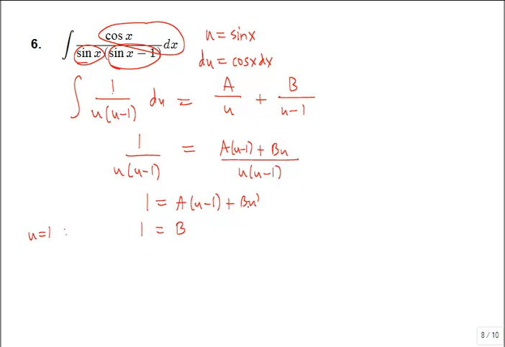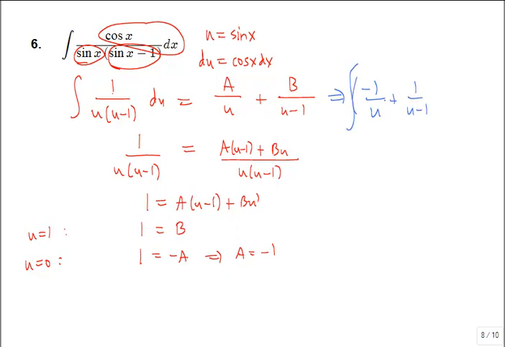Now if I look at this term here, this will go to 0 when u is 0. So let's let u equal 0. The left side is still 1. 0 minus 1 is negative 1 times a, so negative a. And if this is 0, b times 0 will be 0, so this whole term disappears. So that tells me that a is negative 1. So this becomes negative 1 over u plus positive 1 over u minus 1.